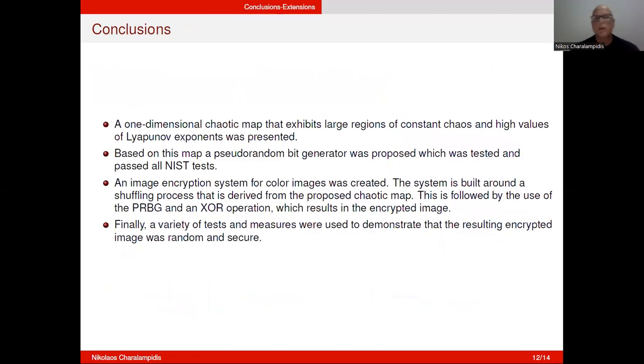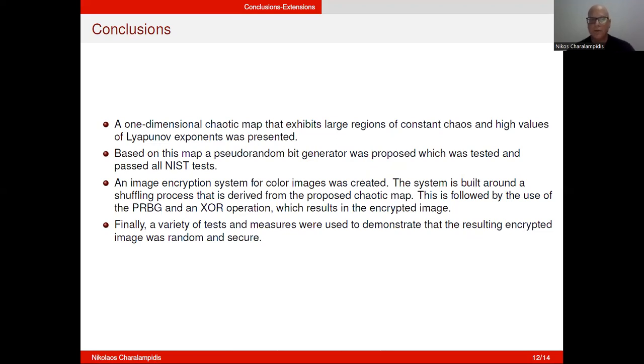So, to conclude, a one-dimensional chaotic map that exhibits large regions of constant chaos with high values of Lyapunov exponents was presented. Based on this map, a pseudo-random bit generator was proposed, which was tested and passed all the NIST tests. An image encryption system for color images was created. The system is built around a shuffling process that is derived from the proposed chaotic map. And this is followed by the use of the PRBG and an XOR operation, which results in the encrypted image.